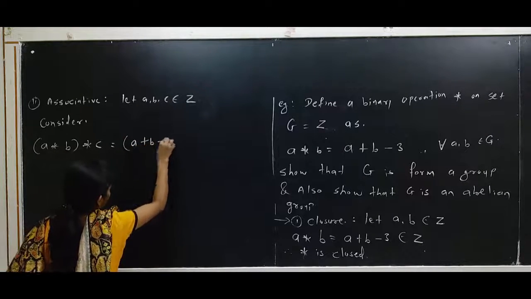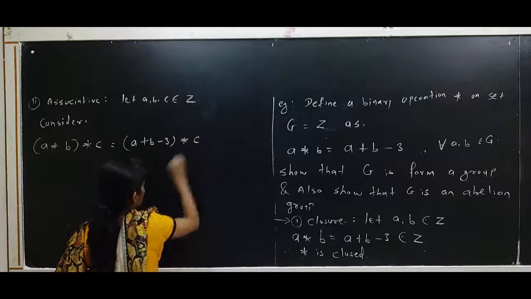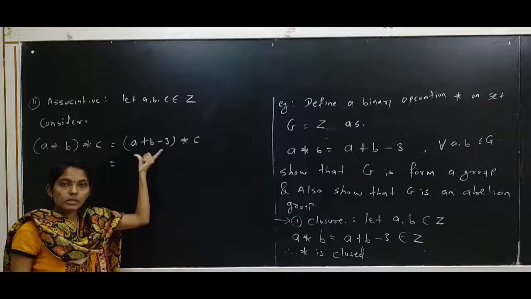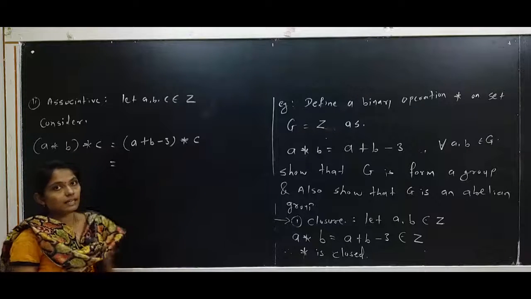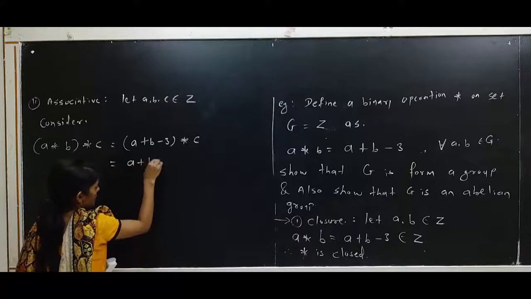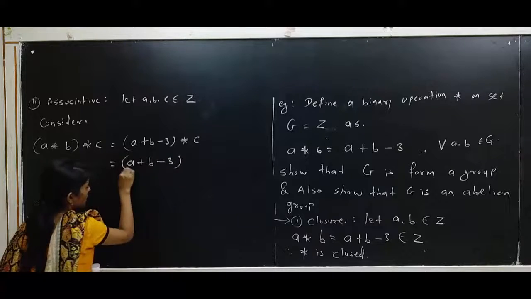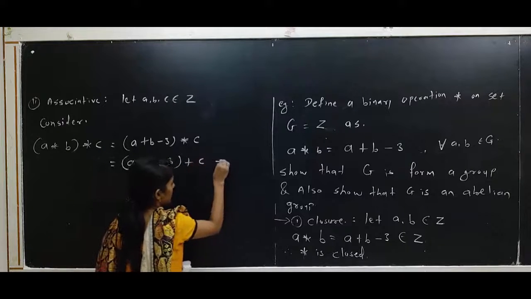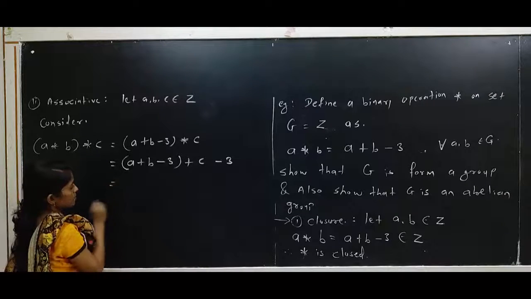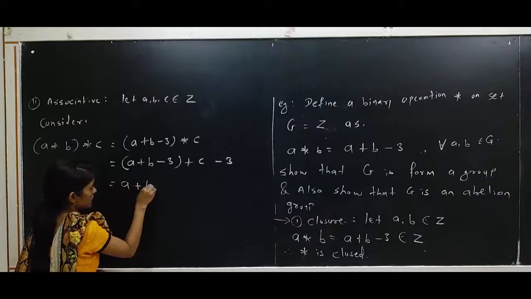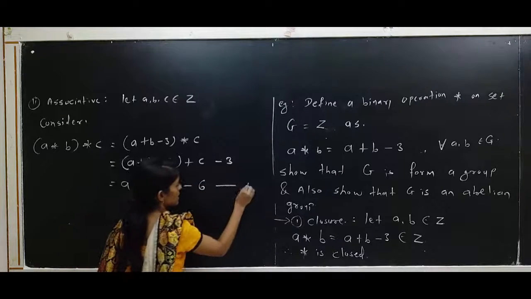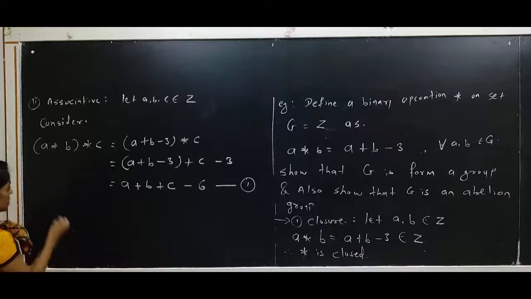A plus B minus 3 star C. Now we consider this bracket as the first element and C as the second element. So we apply the operation here. So we get A plus B minus 3 plus C minus 3. Simplifying this, we get A plus B plus C minus 3 minus 3, that is A plus B plus C minus 6. Give it the number first.